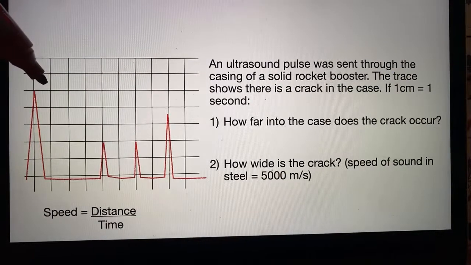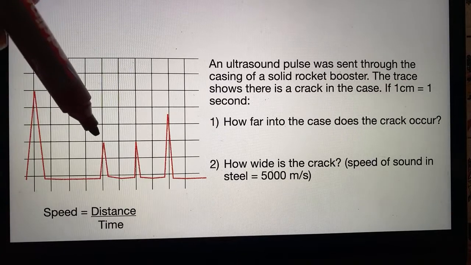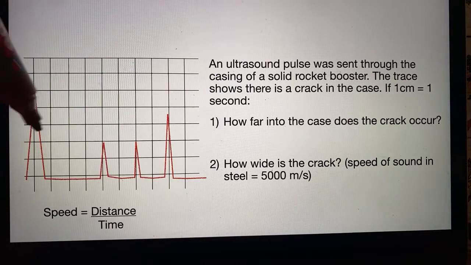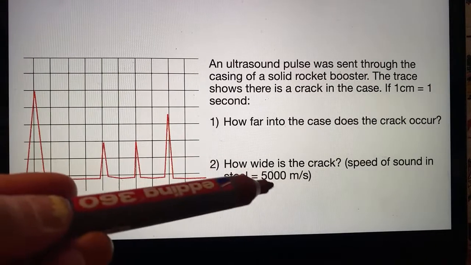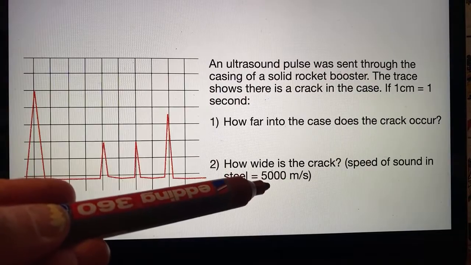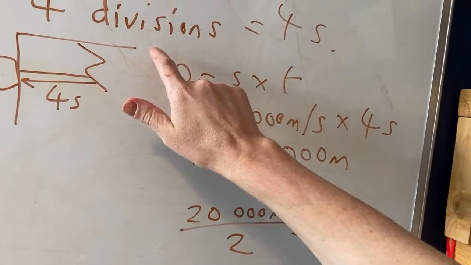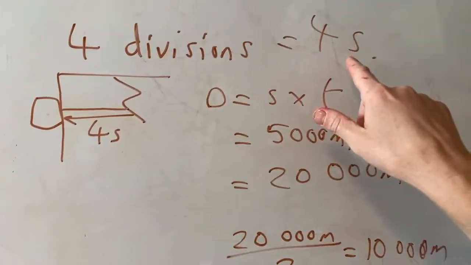So 1, 2, 3, 4. We've got 4 seconds between the first wave and the start of the crack. So we'll just do distance equals speed times time. They've given us the speed, which is 5,000 meters per second. So I've done myself a little diagram here. I said, all right, it's 1 centimeter per second, like 4 divisions equals 4 seconds.